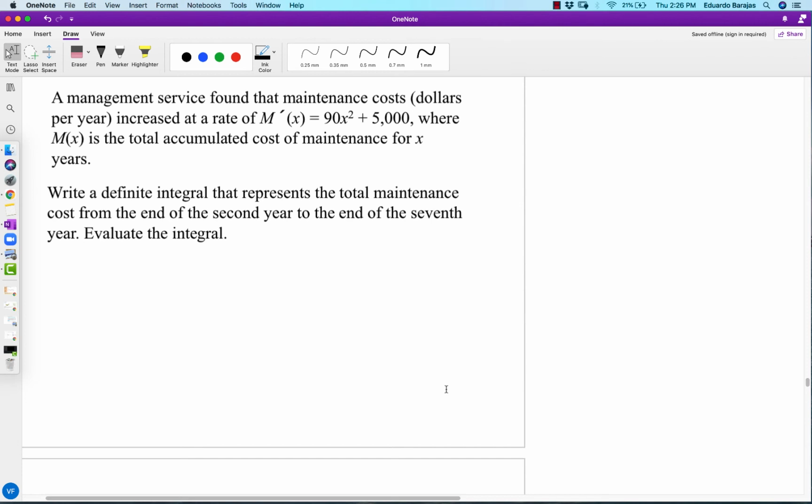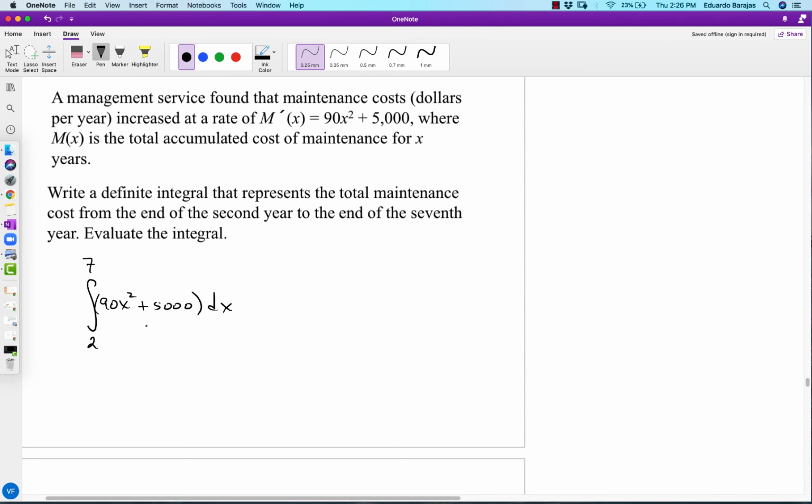Okay, so this is clearly going to be equal to the integral from the end of the 2nd year to the end of the 7th year. So that would be from 2 to 7 on this, which would be equal to 90x squared plus 5,000 dx. So here is our definite integral.